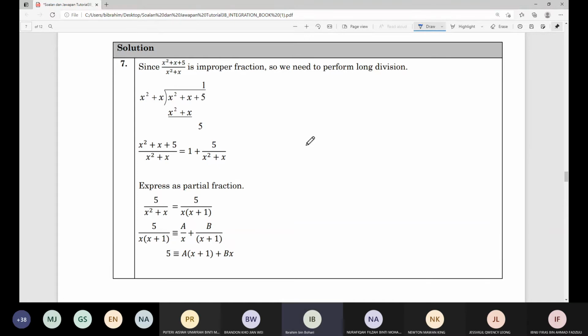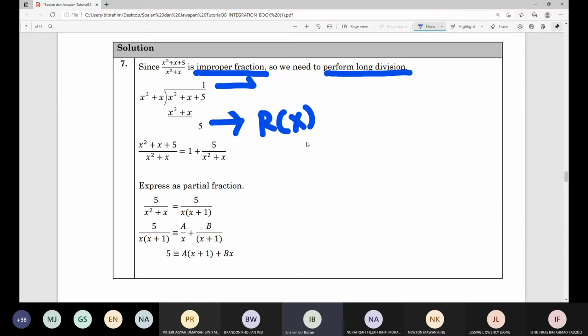Question 7, integrate x squared plus x plus 5 over x squared plus x. So the first method is improper fraction. Check your method. First you perform the long division and find R(x) equals 5 and the quotient equals positive 1. That is your long division, and Q(x) is 1 plus 5 over x squared plus x, like this.